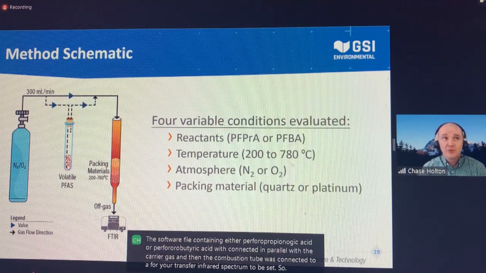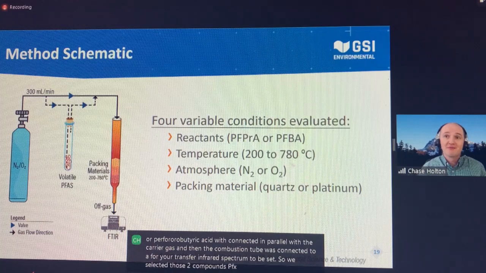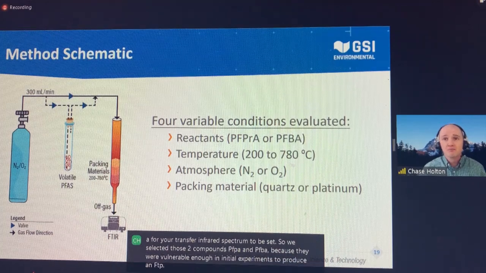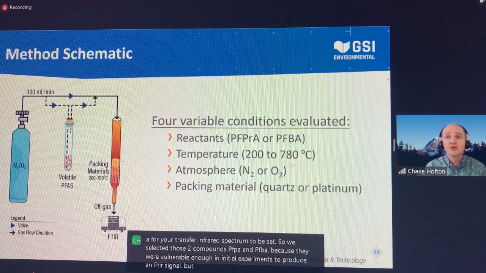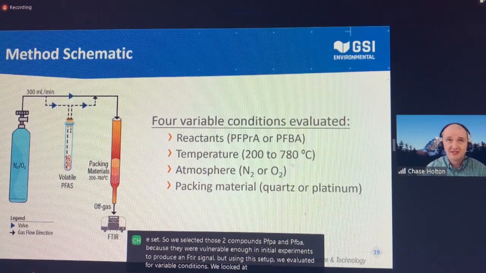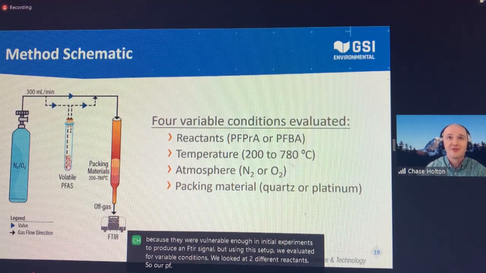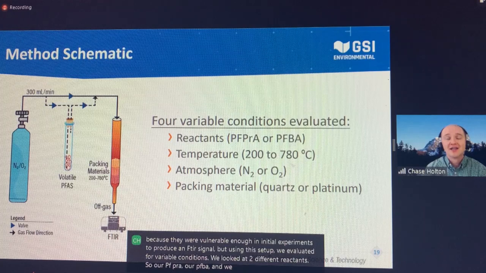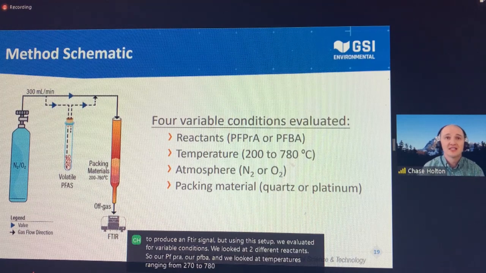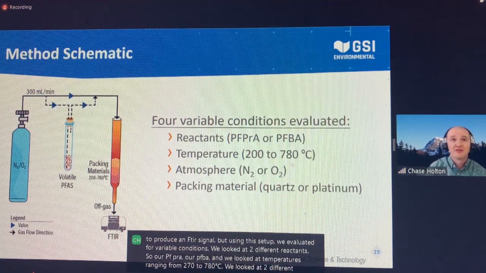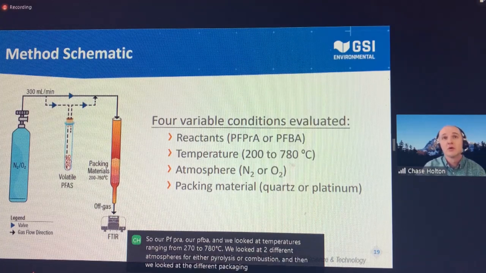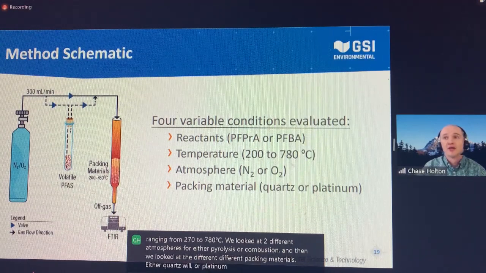We selected those two compounds, PFPrA and PFBA, because they were volatile enough in initial experiments to produce an FTIR signal. Using this setup, we evaluated 4 variable conditions. We looked at 2 different reactants, PFPrA or PFBA, and temperatures ranging from 200 to 780 degrees Celsius. We looked at 2 different atmospheres for either pyrolysis or combustion, and then we looked at the different packing materials, either quartz wool or platinum wire or platinum foil.